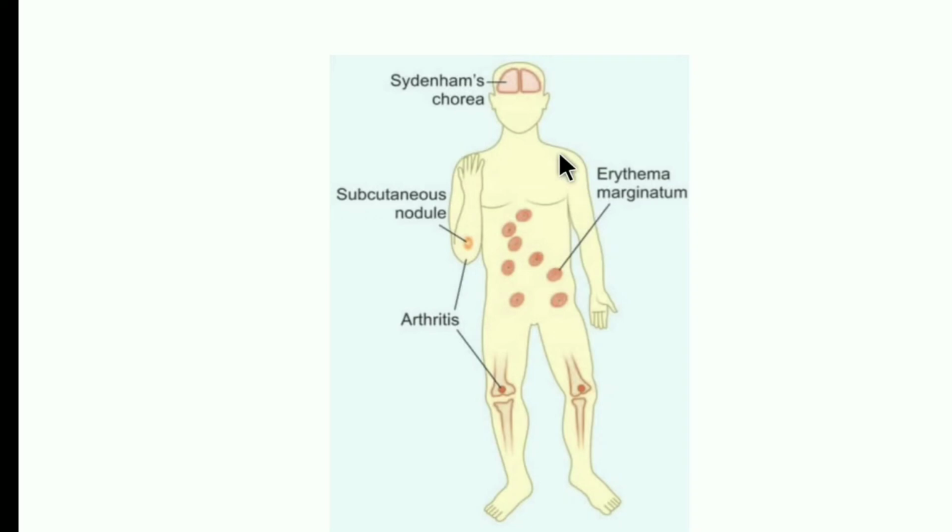Here is the image from which you can remember the extracardiac lesions. Sydenham's chorea, subcutaneous nodules which are present on the extensor surface of the skin. Arthritis which affects the large joints. Erythema marginatum, they are a reddish rash, non-itchy.